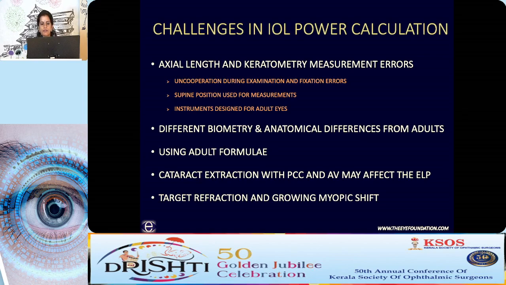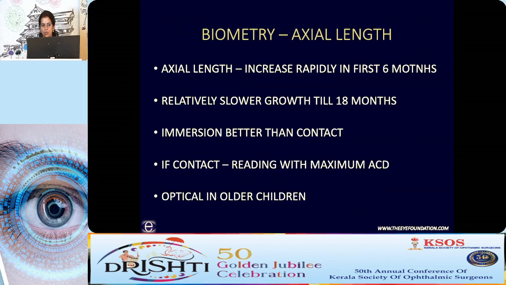There are different biometry and anatomical differences from adults, and we need to use adult formulas and adjust for the pediatric population. Cataract surgery itself is slightly different, and the effective lens power might change a little according to the lens placement. Target refraction is another problem that we face in the pediatric population. So we don't just calculate the power and put it in; we have to anticipate a lot of things to take care of the growth.